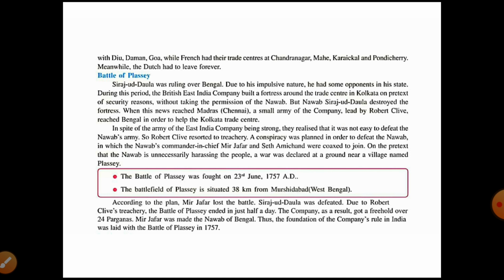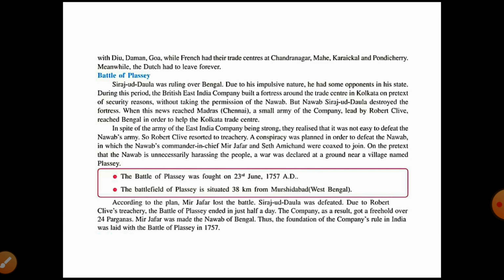Siraj-ud-Dowlah was ruling over Bengal at this time, while the British East India Company was expanding its rule over India. Due to his impulsive nature, he had some opponents in his kingdom.